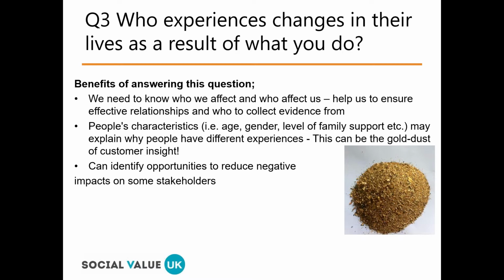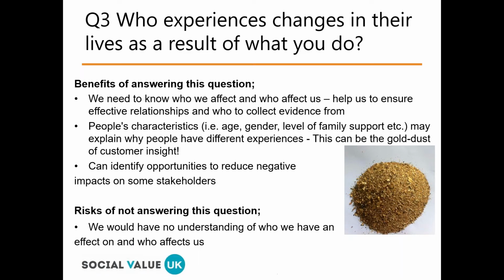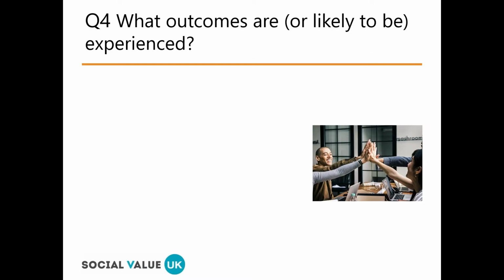Without understanding the different characteristics of people and the implications of those characteristics on people's experiences, we are extremely limited in our ability to tailor and target our services accordingly. So essentially the risk of not doing so is exactly the opposite. We don't know who we are affecting, we don't know who has an effect on us, and we are seriously limited in our ability to tailor our services to create the most impact we can. So we understand our stakeholders, we know who they are, we know some of their characteristics perhaps.